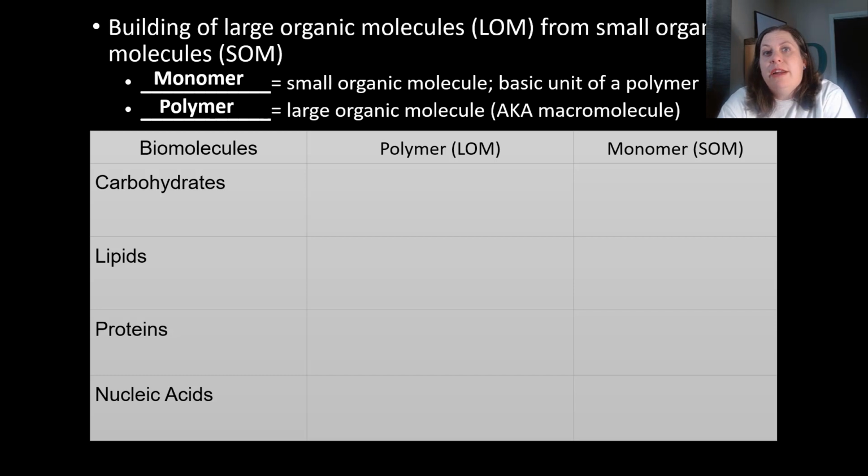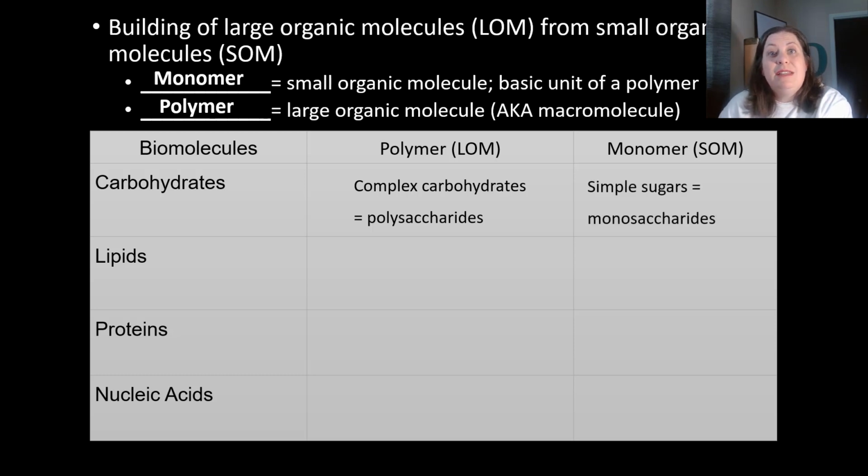All right, so I have a little chart here to look at those biomolecules, and we want to look at what they are when they are the polymer side, as well as the building block, which is the monomer. So our first biomolecule here is going to be carbohydrates. Carbohydrates can be complex carbohydrates, which we call polysaccharides. Again, poly meaning many, saccharides means sugar. On the other hand, the monomer, the building block of this, is going to be the simple sugar, or what we call a monosaccharide, one sugar.